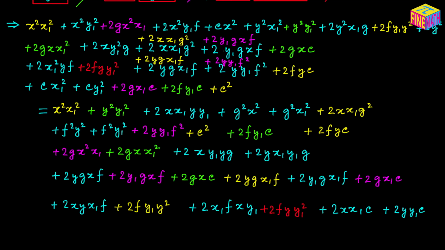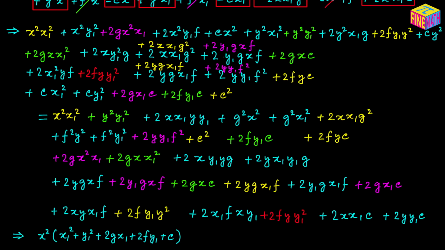So we are pretty much done adding the necessary terms on both sides of the equation. Now it's time to look at the group of terms. So let's start with the left hand side. On the left hand side, the group of first 5 terms could look like this. X squared is a common factor there, so if we take x squared out as a common factor, then we are going to be left with x sub 1 squared plus y sub 1 squared plus 2g x sub 1 plus 2f y sub 1 plus c.